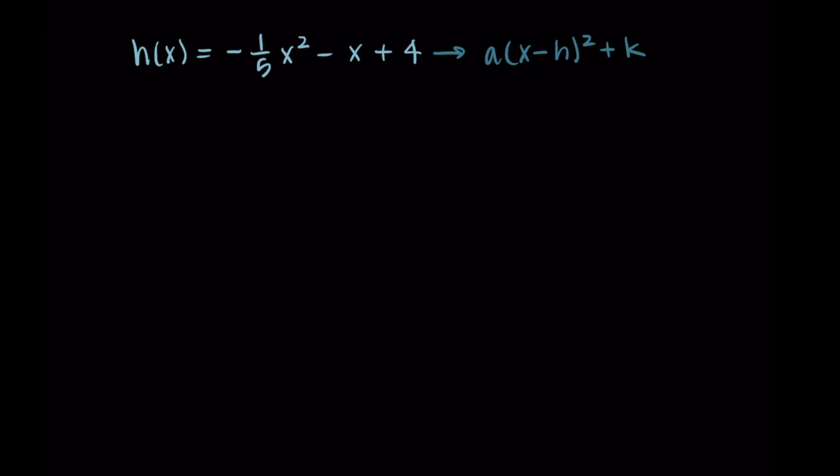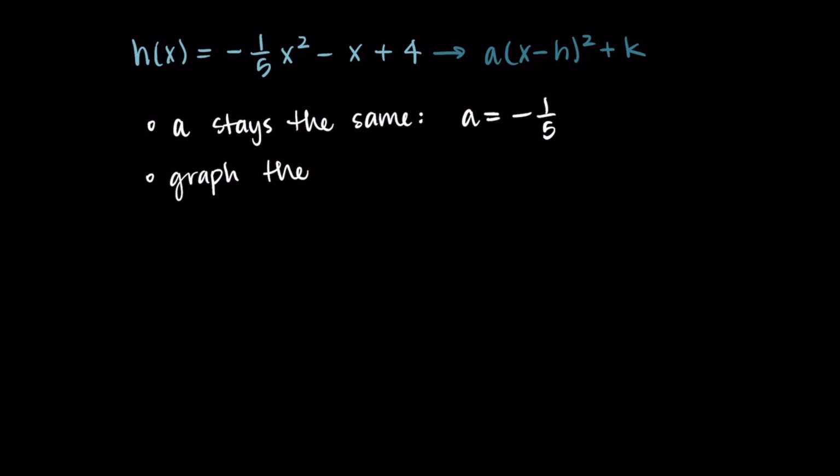Okay, let's try this on another example. Let's convert the function to vertex form if we have h of x equals negative 1/5 x squared minus x plus 4. This is written in standard form, ax squared plus bx plus c, and we want to convert it to vertex form, which is going to look like a times x minus h squared plus k. Similar to the last example, the first thing we can do is find a, since our leading coefficient stays the same. Here our a value is negative 1/5, and I'm getting that from the original function in standard form, looking at the leading coefficient.